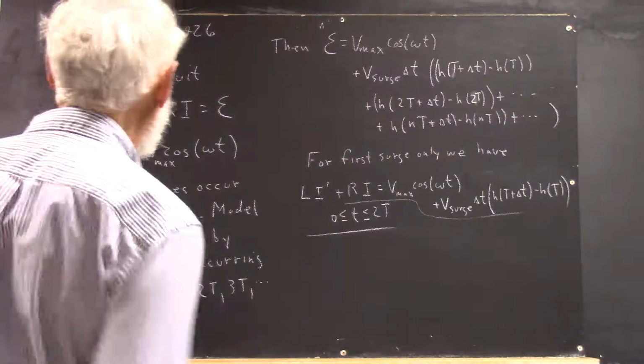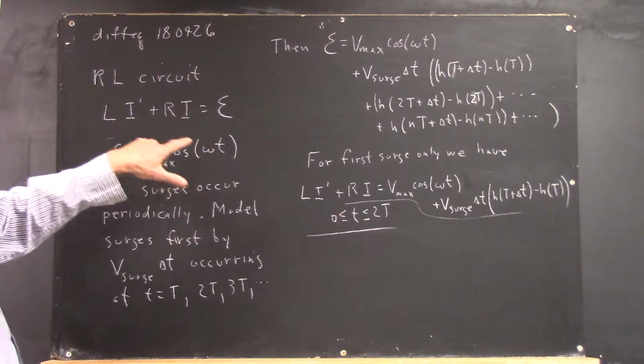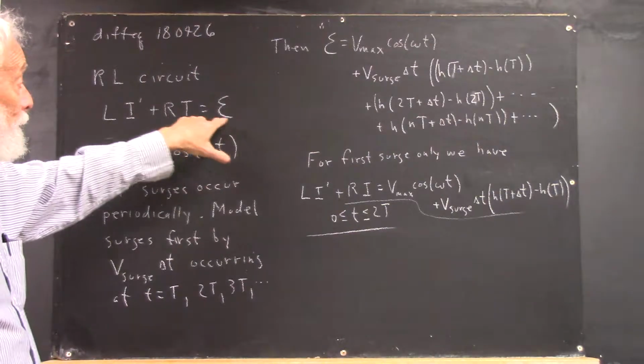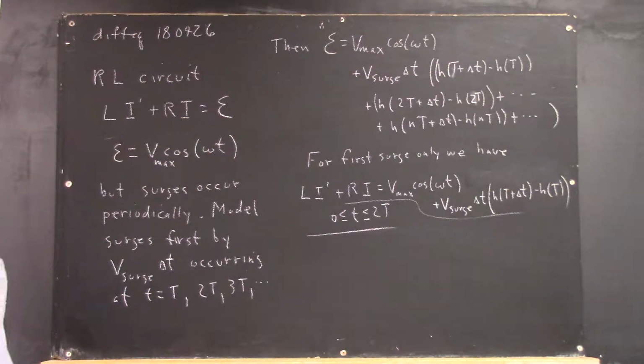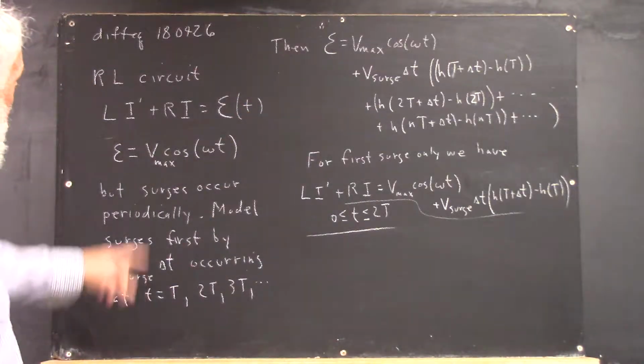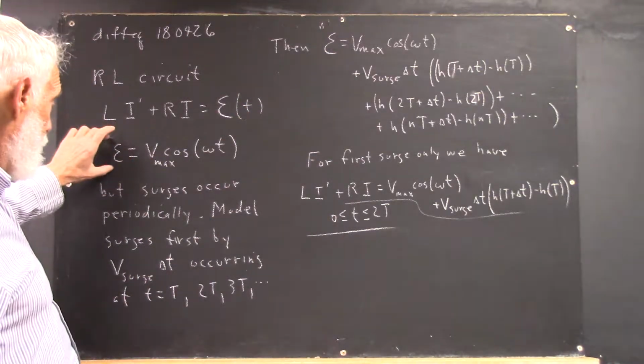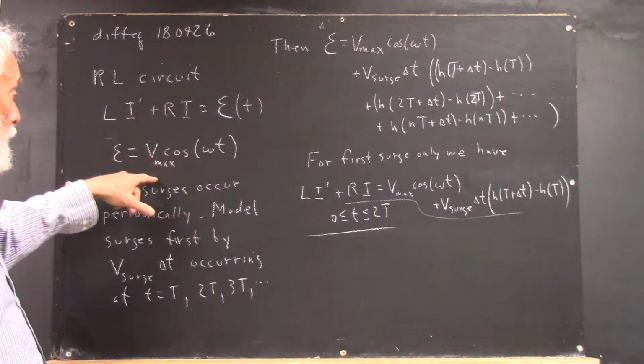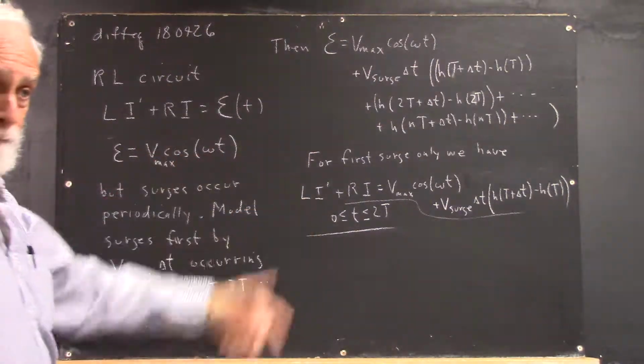Okay, so RL circuit, there's the equation. There's an EMF function, and we can call that function of t if we wish. And we're going to let the EMF function be just some Vmax cosine omega t. Okay?